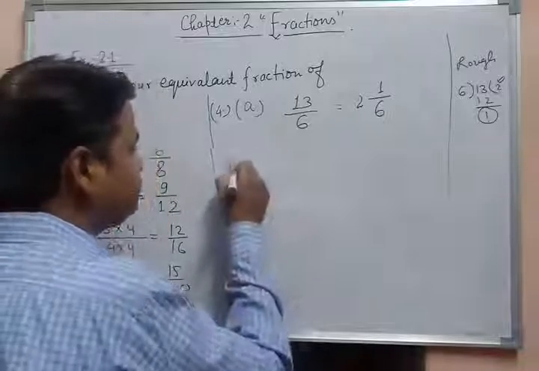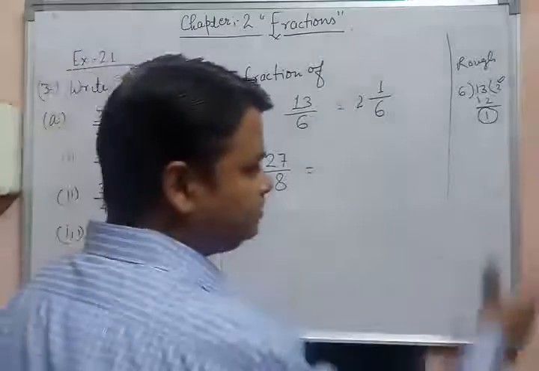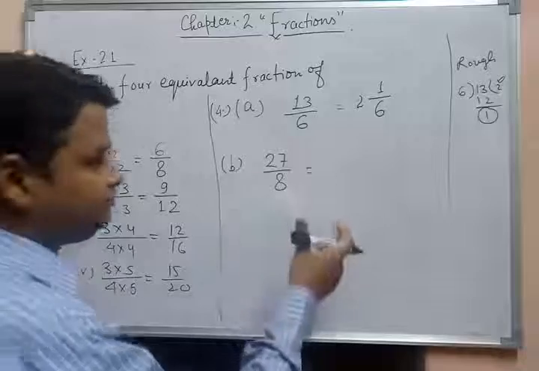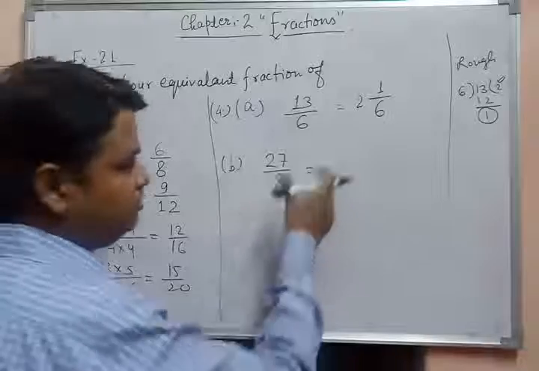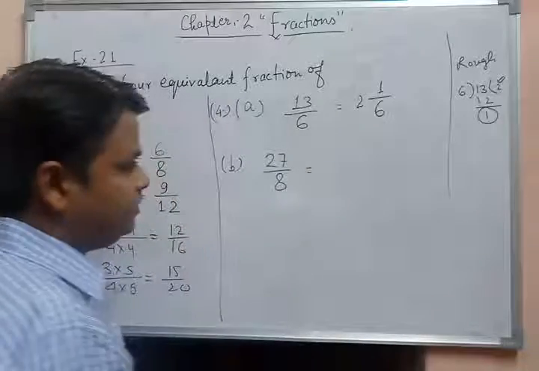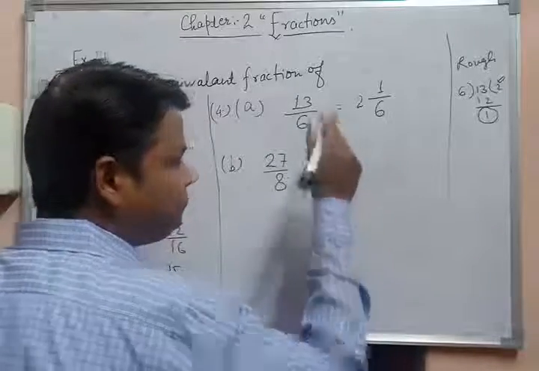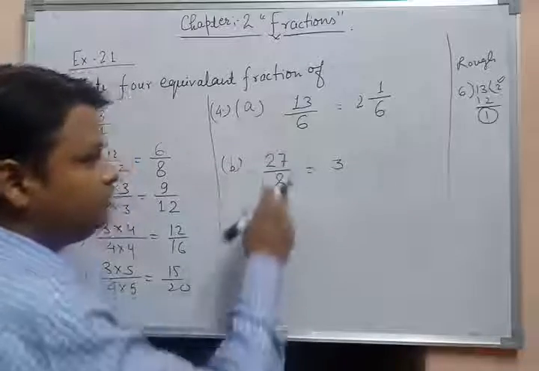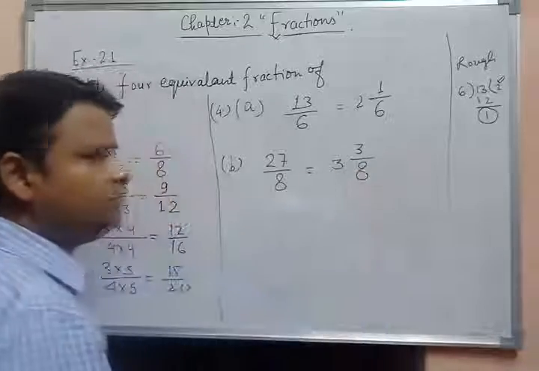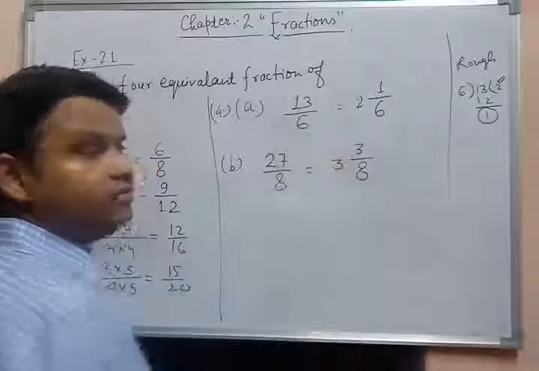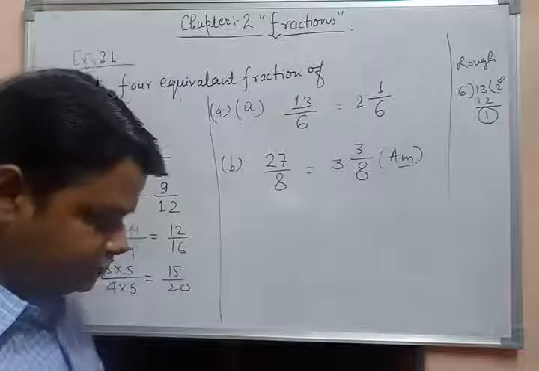Now moving on to the next question, it is 27/8. No need to divide in rough. You will divide in your mind. If we divide 27 by 8, then 8 threes are 24, and we will get the remainder 3, and 3 is the numerator and 8 is the denominator. So 8 threes are 24, 24 plus 3 is 27. So this is the answer of this question.